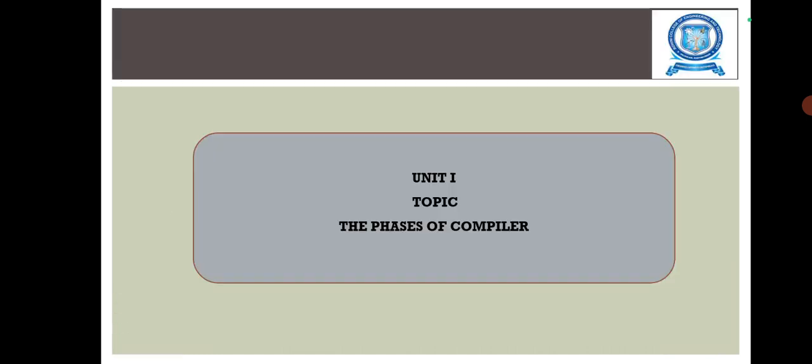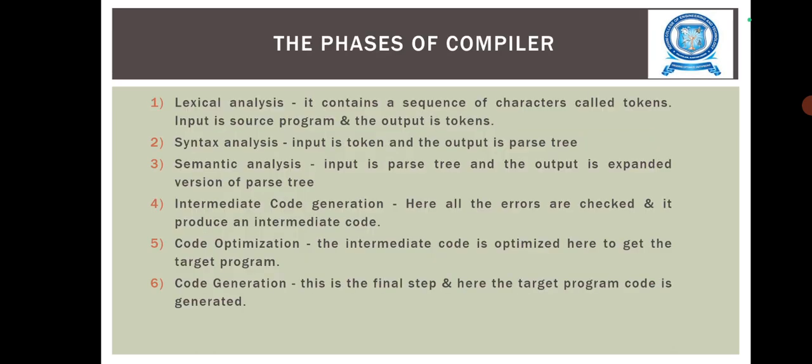Unit 1, Topic: The Phases of Compiler. Phase of compiler, lexical analysis. It contains a sequence of characters called tokens. Input is source program and the output is token. Syntax analysis. Input is token and the output is parse-tree. Semantic analysis. Input is parse-tree and the output is expanded version of parse-tree.